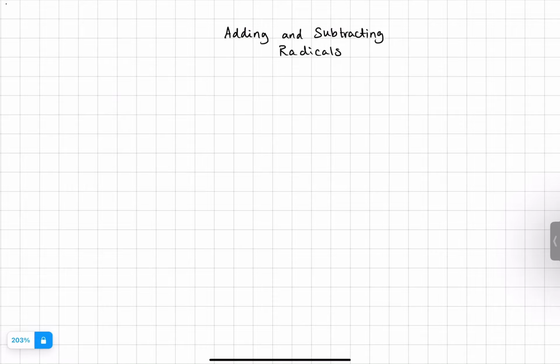Hey guys, today we'll be learning how to add and subtract radicals. So let's start off by learning how to add radicals. So the example: root 5 plus root 5.